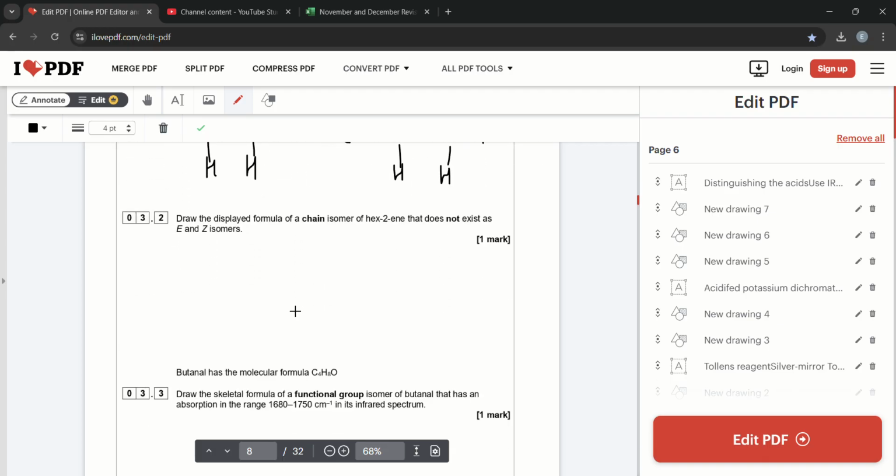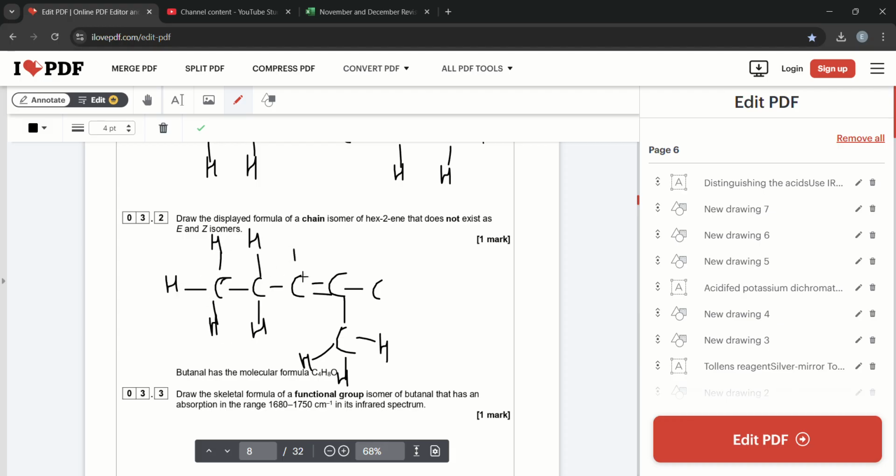Draw the displayed formula of a chain isomer of hex-2-ene that does not exist as E and Z isomers. C double bond C. In this case, the chain isomer does not exist as E and Z isomers. CH3, we'll see no hydrogen there, so it should look something like that. CH2 CH2 CH, carbon, CH3 CH3.